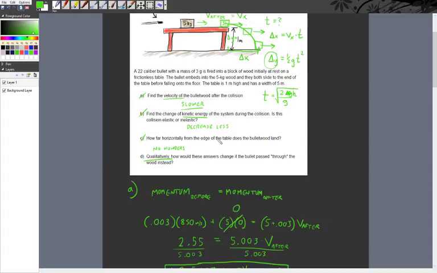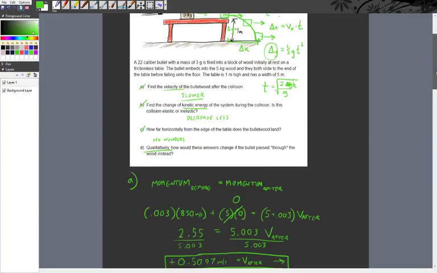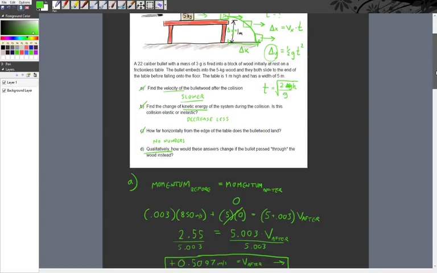And how far horizontally from the edge of the table would the wood itself land? Well, it's going to land closer to the edge. Vx for the wood is going to be less, so it's going to land closer to the edge. Now, that's just conceptually, qualitatively, with no numbers. That's how it would work.